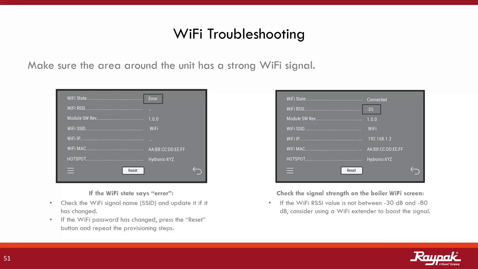Sometimes you might have a problem with the strength of the signal. So check the strength of the signal on the boiler Wi-Fi screen. If the Wi-Fi SSID value is not between minus 30 decibels and minus 80 decibels, consider using a Wi-Fi extender to boost the signal. Those are the most common and typical issues when connecting a unit.